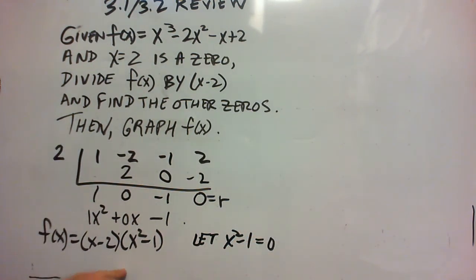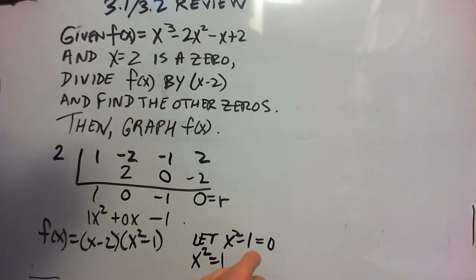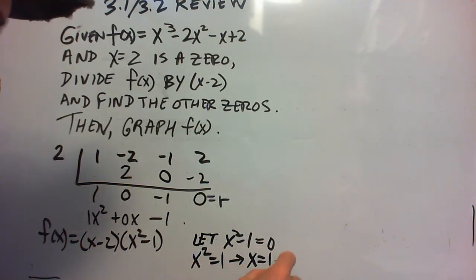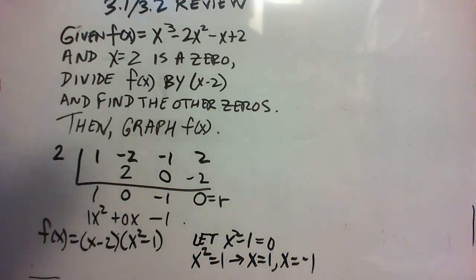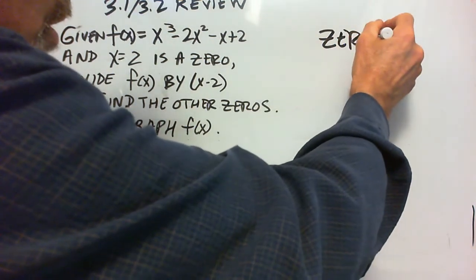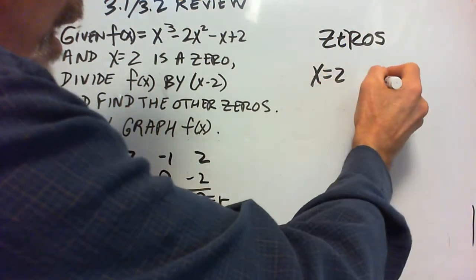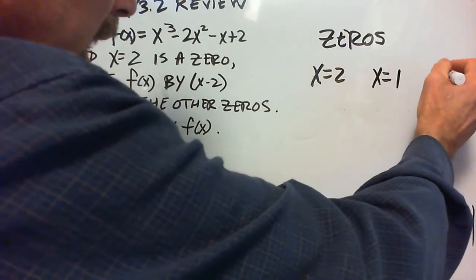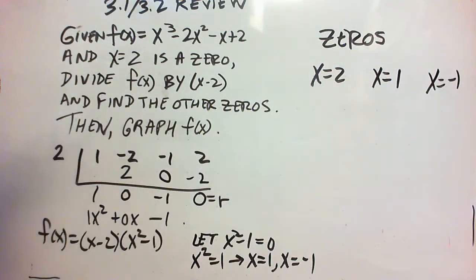Now, even if this didn't factor, we could find the zeros with the quadratic formula. But x squared minus 1, we can solve it either by extracting square roots or factoring it. Extracting square roots, x squared equals 1. So x equals 1 and also x equals negative 1. So our zeros here are x equal 2, x equal 1, and x equal negative 1.